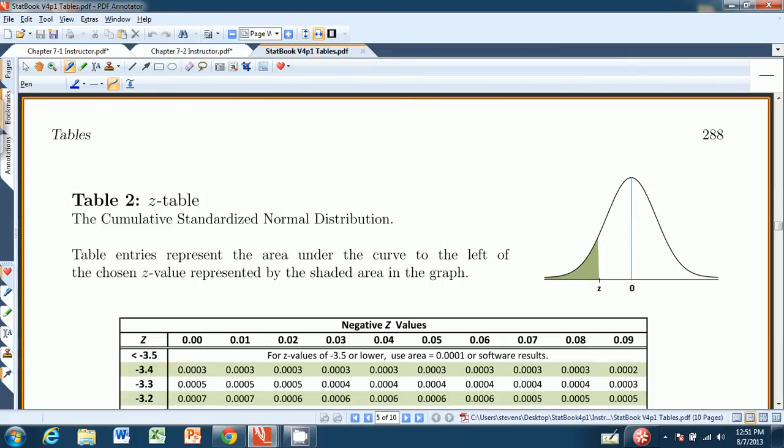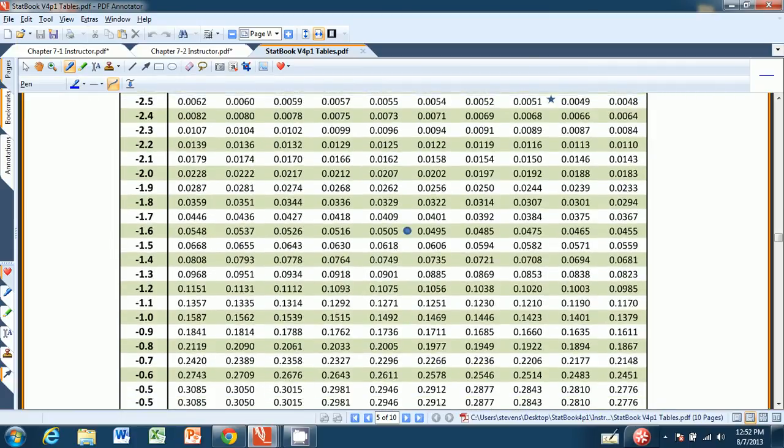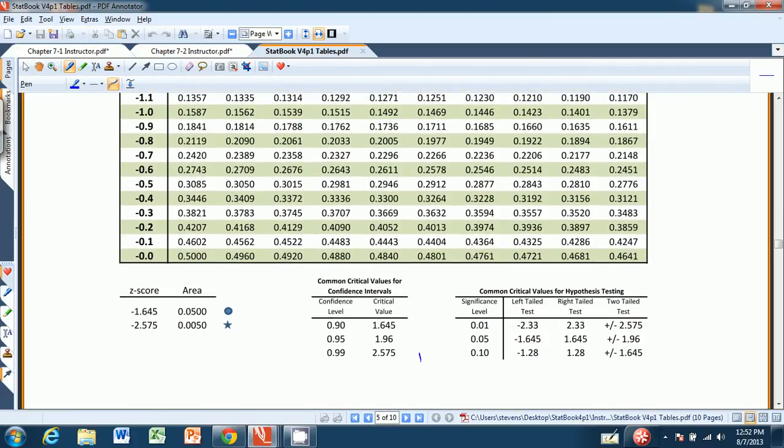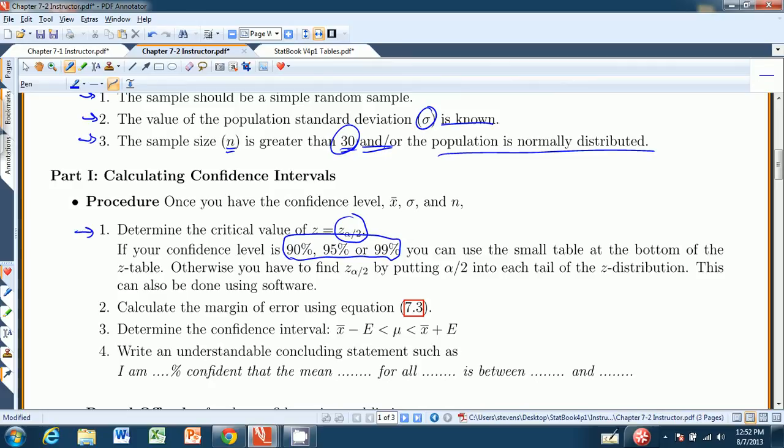It's below each z table. So that's right here. Here are our popular confidence levels, and here are the associated critical values of z. If you don't have one of those popular values, you have to take alpha, divide it in half, put it into each tail, and look for that inside the z table to find the corresponding value of z. It's not particularly difficult, but it's a little more time consuming. So we will usually be dealing with one of these popular confidence levels.